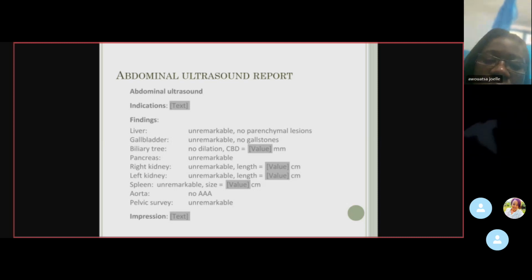So that's why we tell the patient to fast. Otherwise, the gallbladder visualization will not be there and we will miss some of the pathologies. If there are stones in the gallbladder, we will miss that because the gallbladder is empty. Then we have to see the biliary tree that is inside the liver.